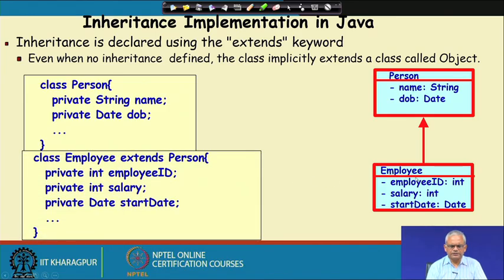And for the derived class, we use the keyword extends in Java. The class employee extends person, and if we write extends, then automatically name and date of birth are inherited from the person class, and we have a few attributes that are defined here. We write them here: private employee ID, private salary, private date start date.